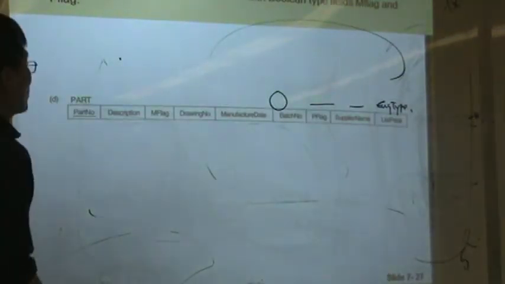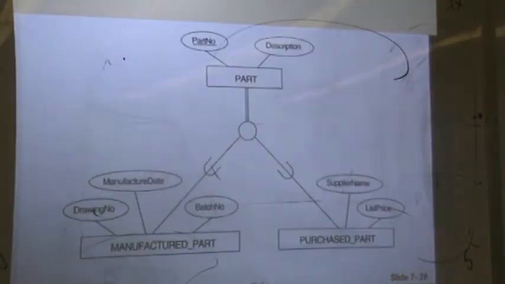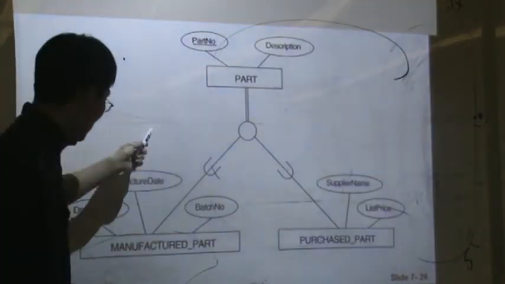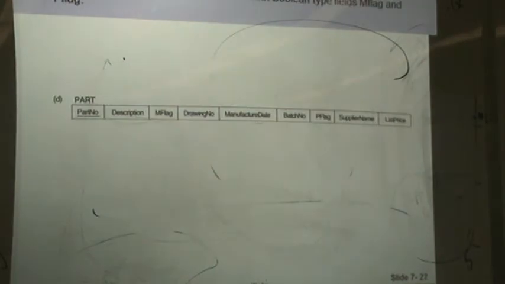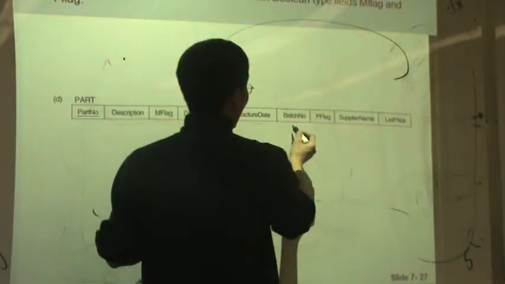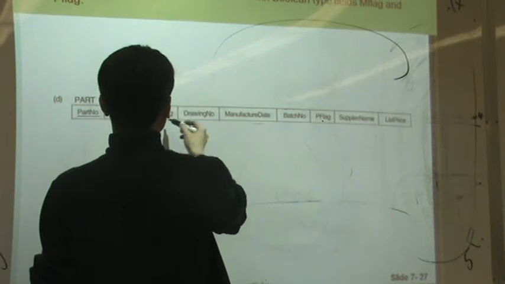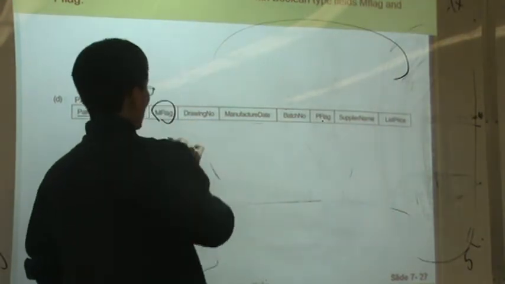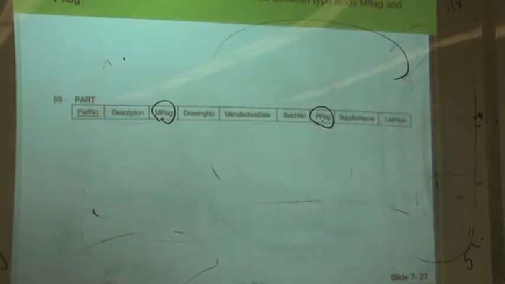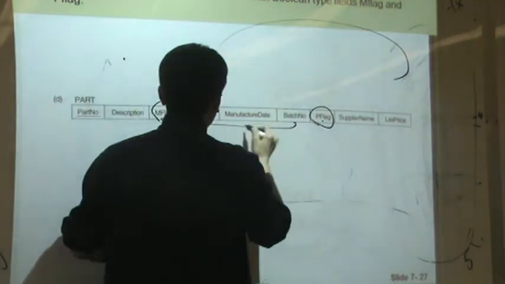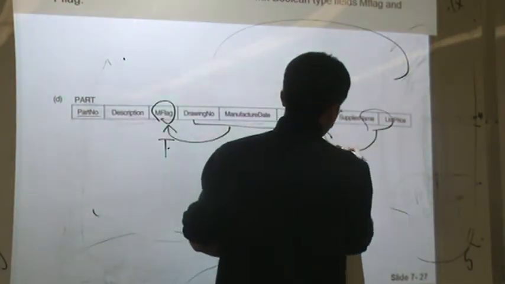And the last option is, in this case, part. This one. Part, manufactured part, purchased part. So we are going to ask whether this is a manufactured part, yes or no, and purchased part, yes or no. That will be useful in case this is true. This will be used in case this is true.